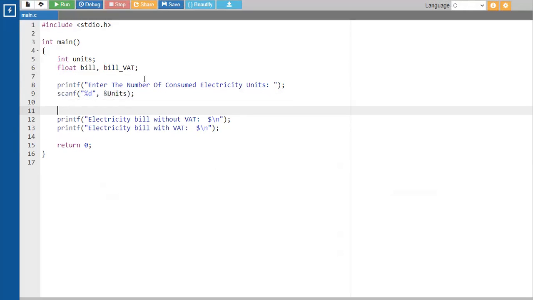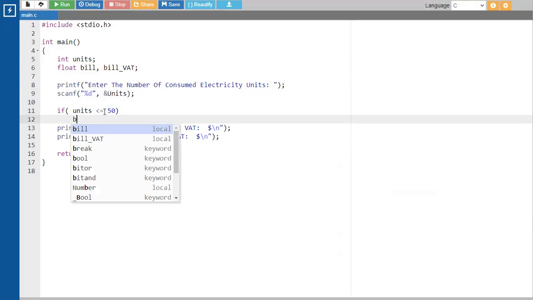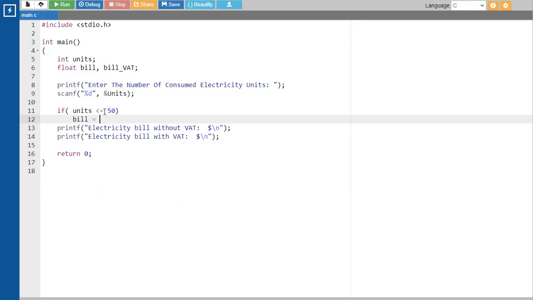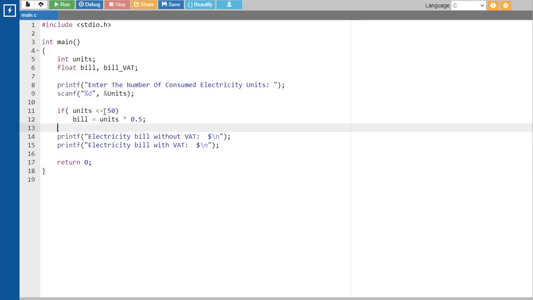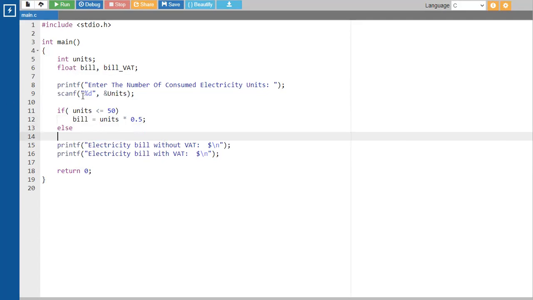Now I want to calculate the bill. I will say if units is less than or equal to 50, bill will equal units times 0.5. Else, what I mean with else, the complement of the statement inside the if, then the units is above 50. I guarantee that it is above 50 in this statement.